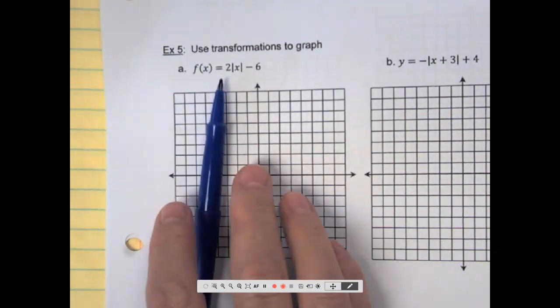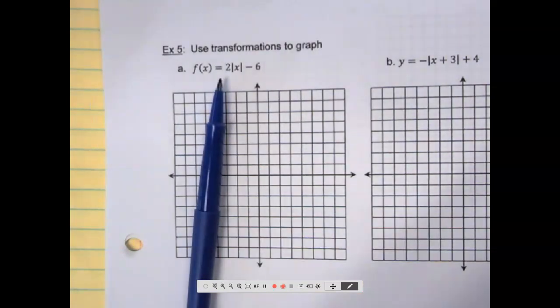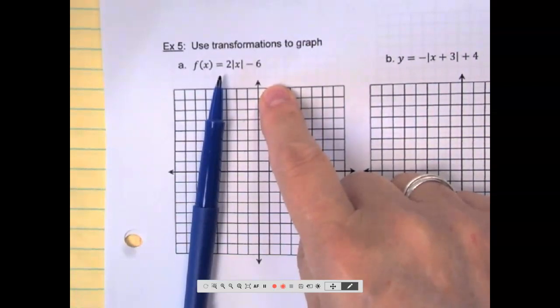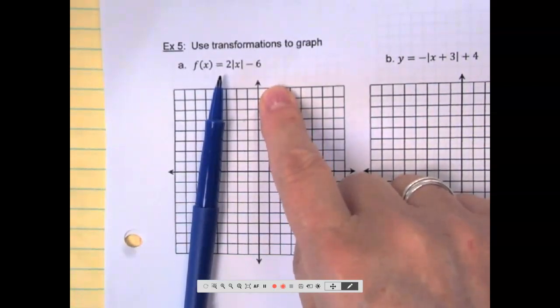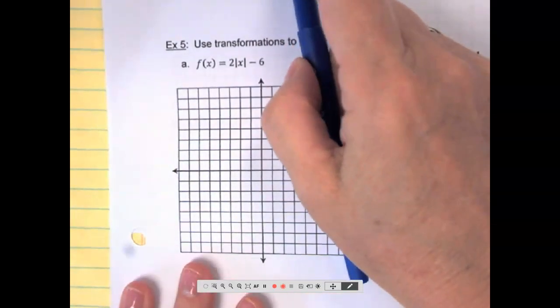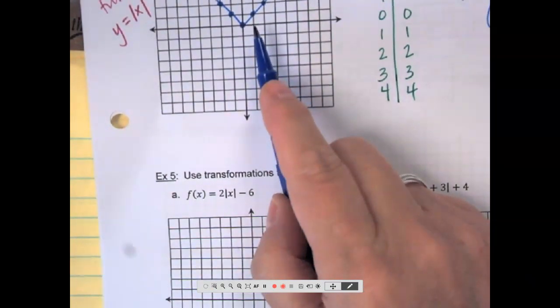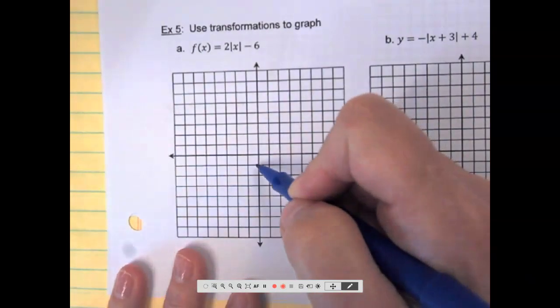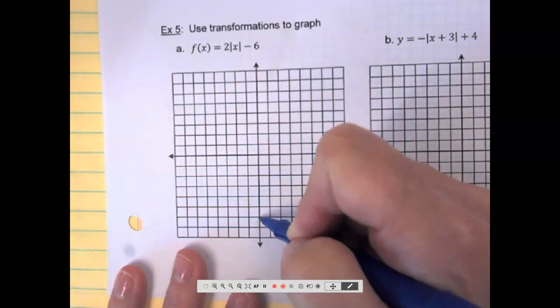Okay, so I just told you the 2 is going to change the steepness. It's going to be a vertical stretch, or change the steepness by basically changing the slope on both sides. What is a -6 going to do to our nice little V up there? Move everything down 6. So it's going to pick up every ordered pair and slide it down 6. So the point of this V is not at the origin. Where's the point of the V? -6. 1, 2, 3, 4, 5, 6.